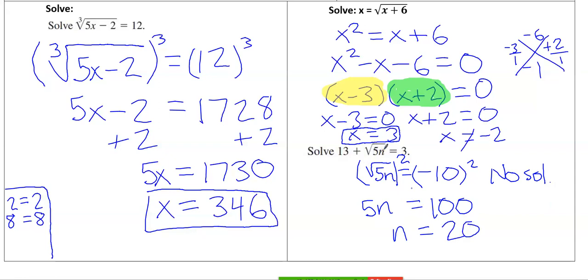Well, 5 times 20 is 100. Square root of 100 is 10. 10 plus 13 is 23. But remember when we squared it, that 10, that would have become negative 10, right? And so you would have had 13 minus 10 if it was the negative root, and then you would have gotten 3. So this is an extraneous solution. In either case, if I substitute that in, it doesn't make it true. And so once again, there's no solution to this equation.